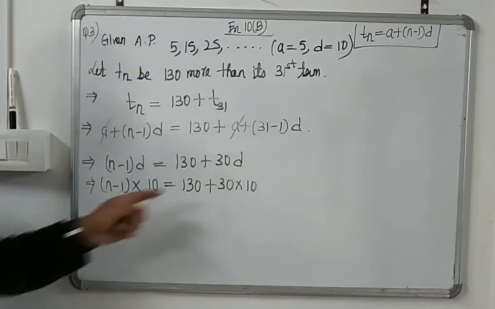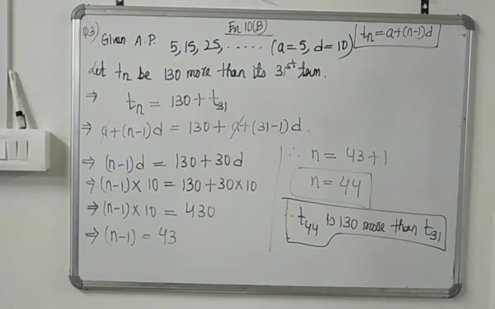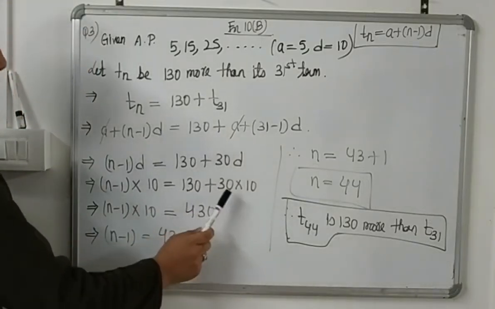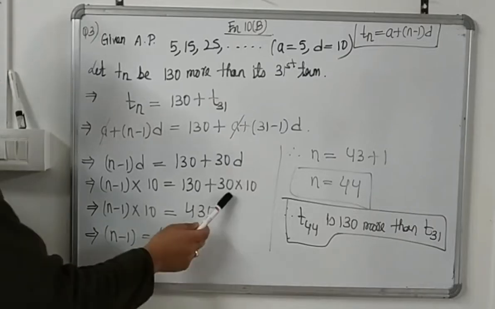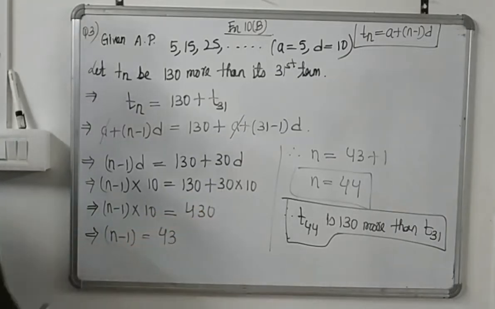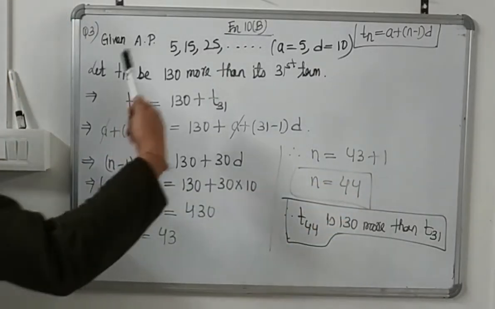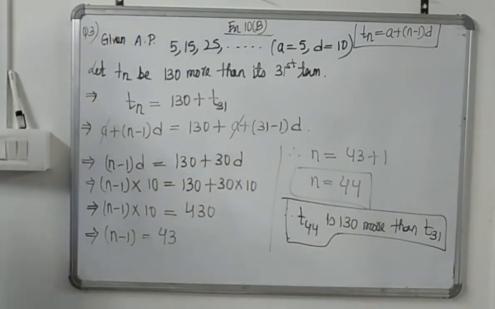Now I want you to simplify and quickly get the value for n. Pause the video, note it down. Okay, so till here we have simplified. This is 130 plus 300, that is 430. So n minus 1 equals 43, so n equals 44. Which means the 44th term is 130 more than its 31st term.